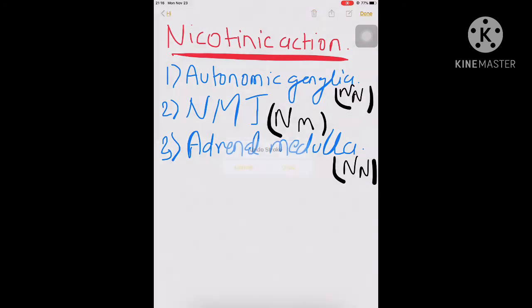Both sympathetic and parasympathetic autonomic ganglia are stimulated by acetylcholine when it acts on the nicotinic receptors. This effect is usually seen at higher doses. For example, a high dose of acetylcholine given after atropine causes tachycardia and rise in BP due to stimulation of sympathetic ganglia and release of catecholamines.